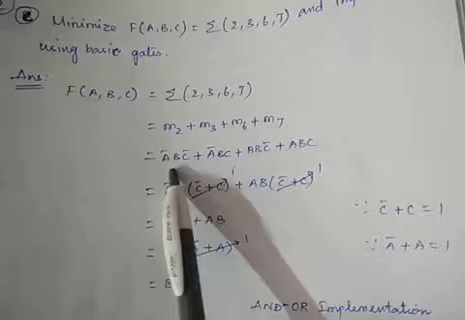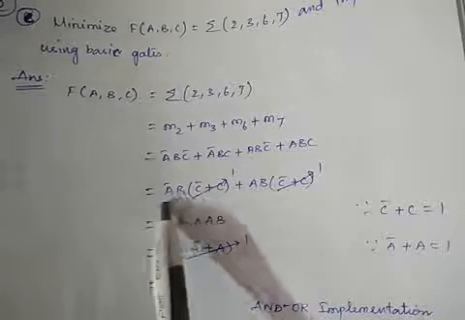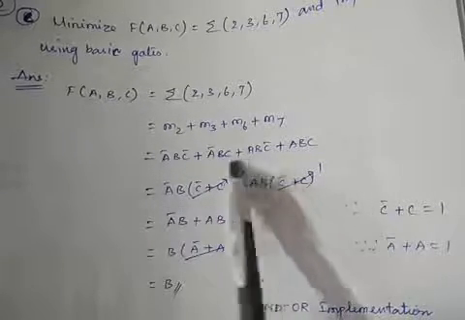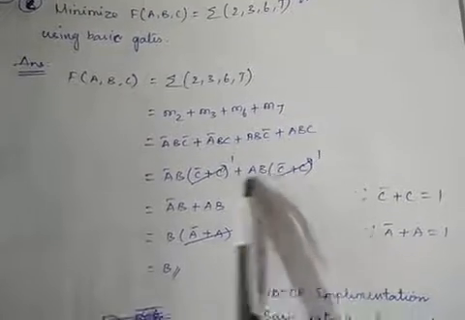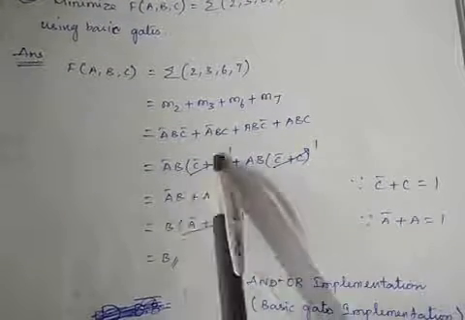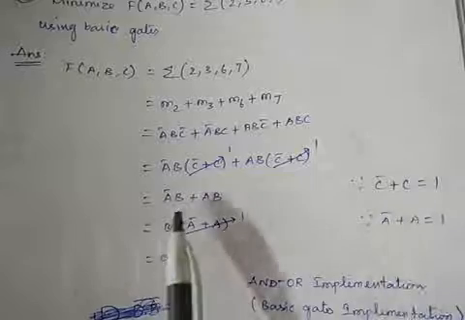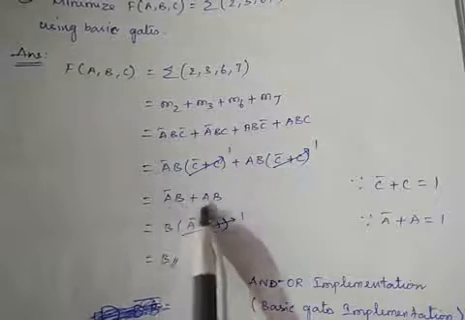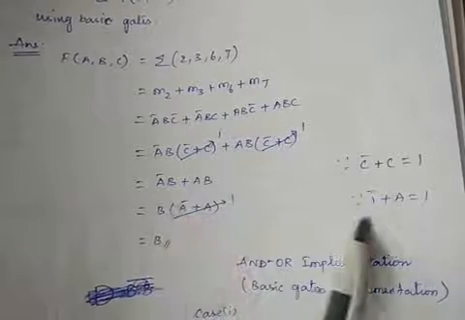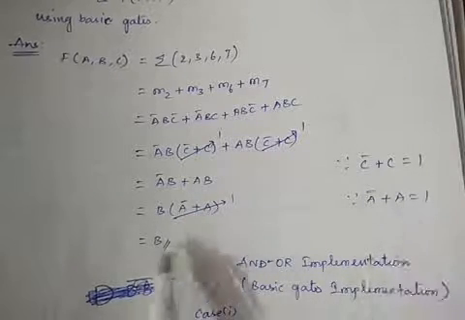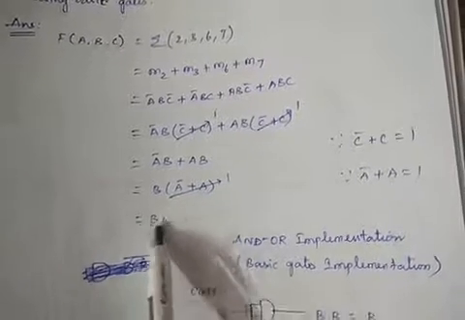So in this, the first two terms have a common variable, that is a bar b, and the last two terms have the common variable ab. Then take it as common, then c bar plus c equal to 1. Then it simplifies into a bar b plus ab. Then here also b is common, take it out. Then a bar plus a equal to 1. Finally, the simplified expression is b.